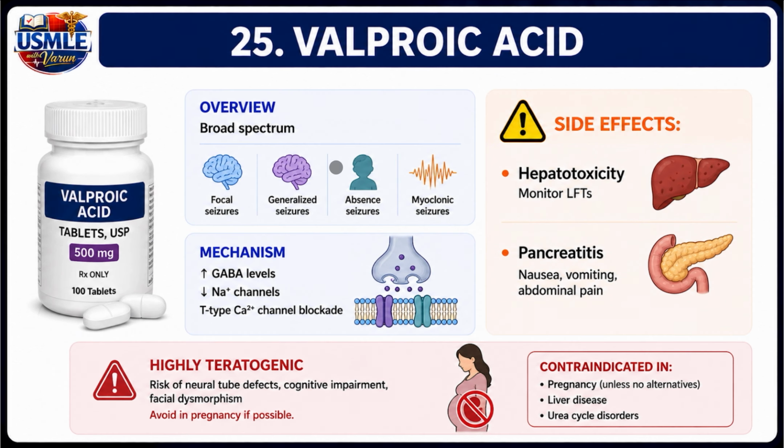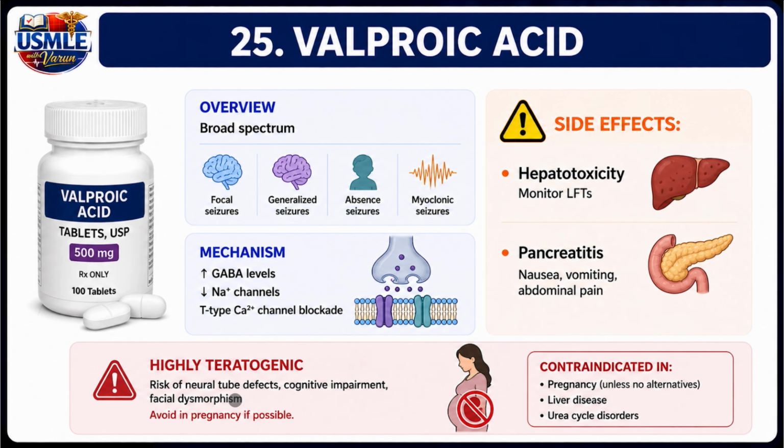Valproic acid is a broad spectrum anticonvulsant which is effective for both focal and generalized seizures. It blocks sodium channels, inhibits T-type calcium channels, and also increases the GABA levels within the brain. Major adverse effects of valproic acid include hepatotoxicity, so we need to monitor LFTs regularly. The other adverse effects include pancreatitis and severe teratogenicity, particularly neural tube defects.